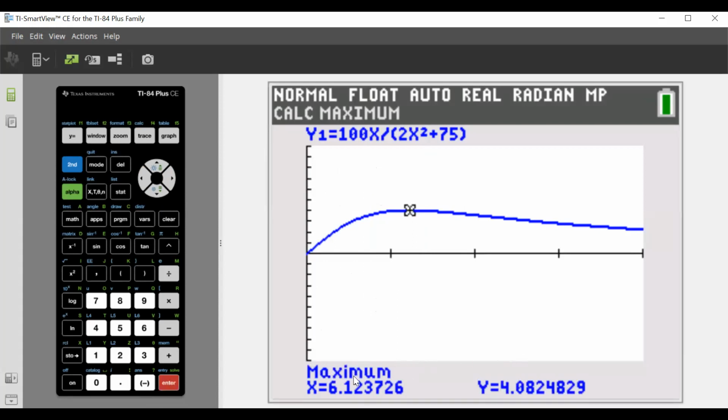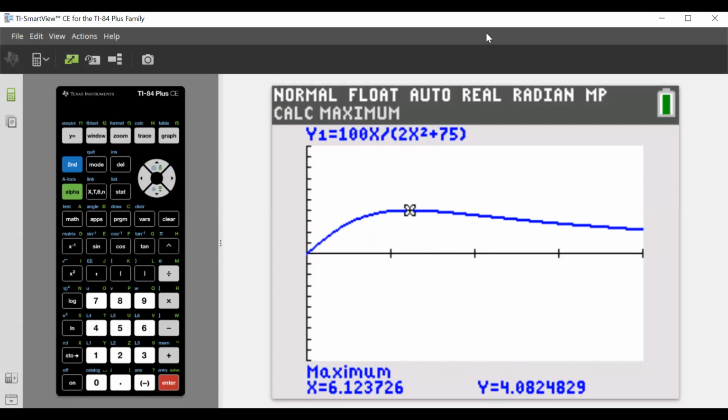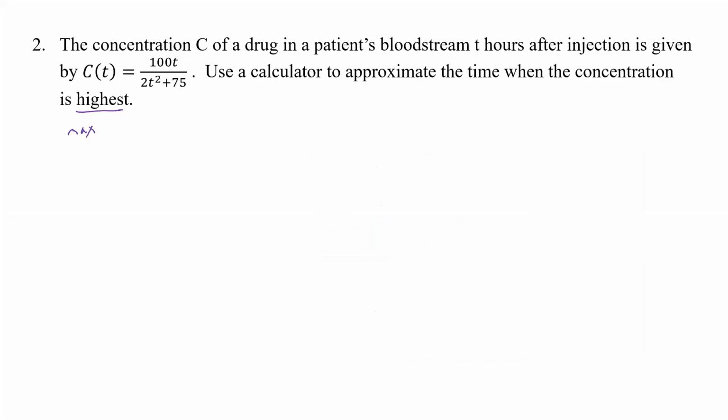Okay. So the max is going to be at time 6.12, and that was going to be hours. And then the max concentration is going to be 4.08. Now it doesn't tell us what our units are for that, and so we won't know that. But going back over here now, the max time is going to be t equals 6.12 hours. And that gives us C of 6.12 is equal to 4.08. And again, whatever the units are. Okay, so we'll just say 4.08 units.